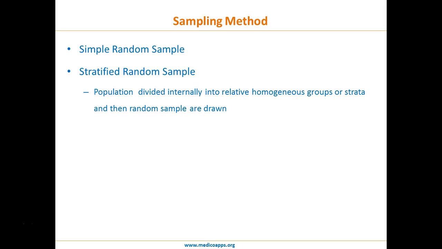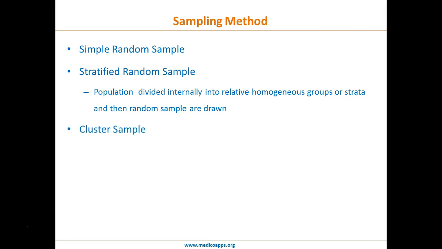A good example would be, suppose you are going to test the efficacy of a drug on liver cancer patients. So you would like to divide the liver cancer patients into stage 1, stage 2, stage 3, stage 4, and then since the stage 1 group of liver cancer patients will have similar characteristics, you draw random samples from that. So this is a stratified random sample.